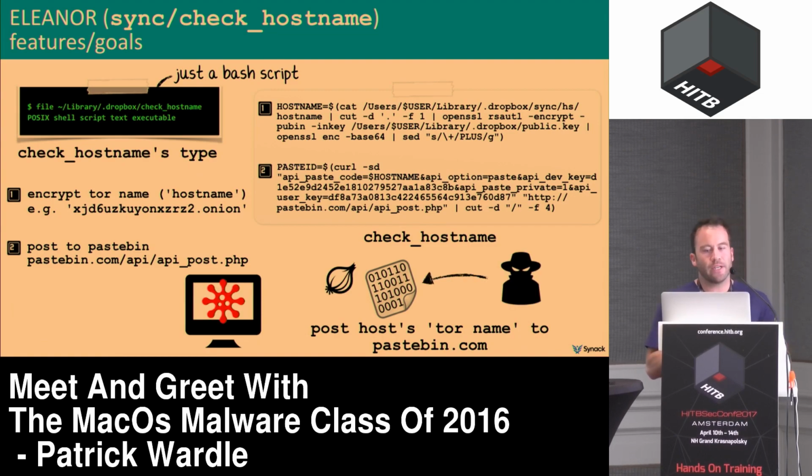Now, of course, the attacker needs to know about the hidden Tor service because it's going to be unique for each infection, so that he or she can connect to it. So the second launch agent takes care of this. It's a binary, or rather a script, called check hostname, and it does two simple tasks. It encrypts the name of the hidden Tor service and then publishes that to Pastebin. This then means the attacker can go to Pastebin, grab that encrypted service name, decrypt it, and then connect to the infected computer.